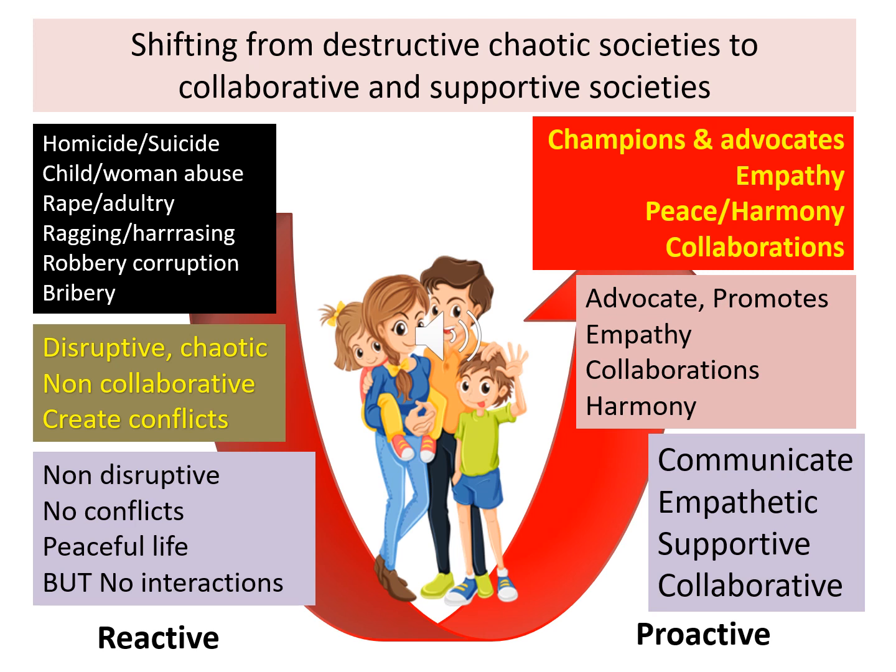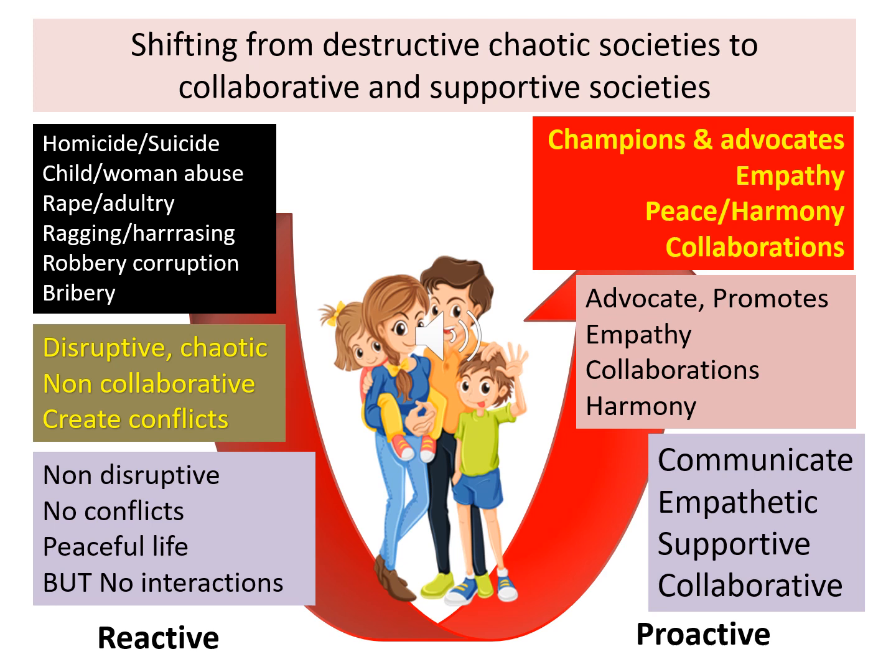Now, talking about shifting from reactive approaches to proactive approaches, if you are to shift from destructive, chaotic societies to collaborative and supportive societies with empathy, good communication skills, and harmony, we need to be more proactive. Now, society has a problem of homicide, suicide, child or woman abuse, rape, adultery, ragging, harassing, robbery, corruption, bribery, and so many extremely bad behaviors.